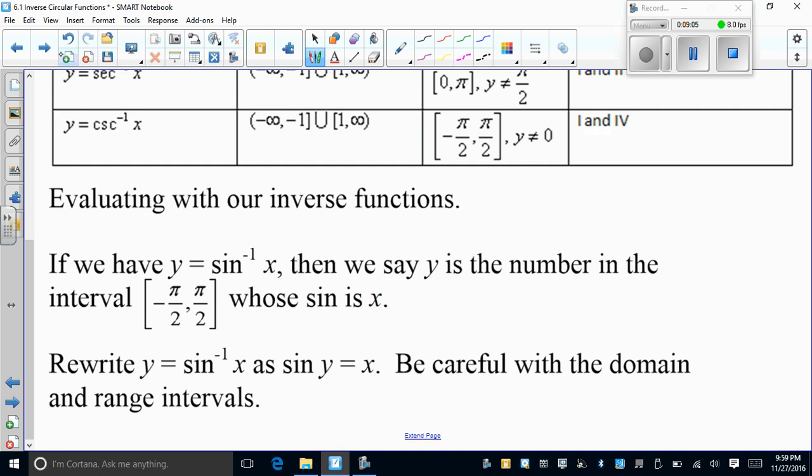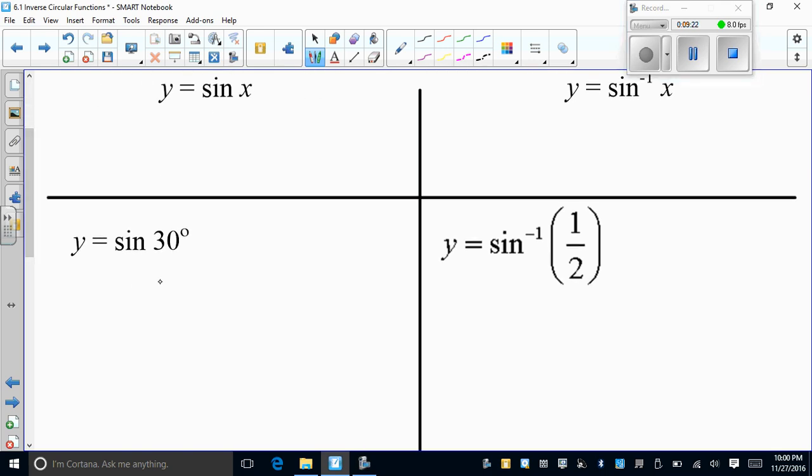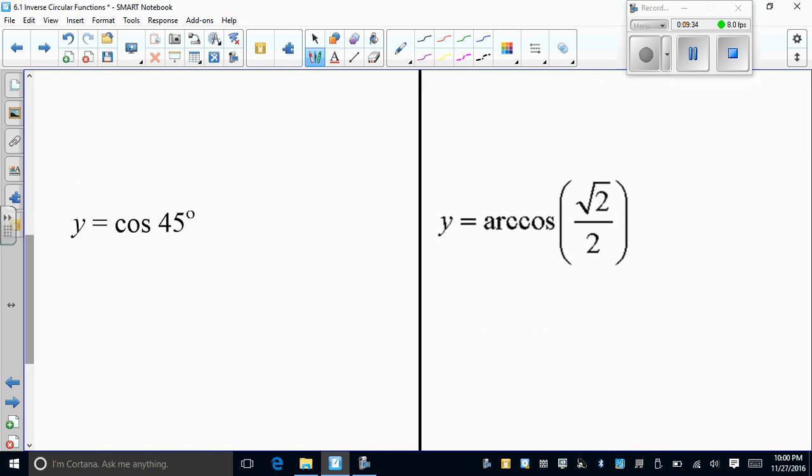So on this one here, they're looking at, given the angle, find the value of the function, or given the function, find the measure of the angle. So y equals sine of x, 30, the y sine value is 1/2. But if they say y equals arc sine of 1/2, you're going to give the 30-degree angle. Cosine at 45, radical 2 over 2, quadrant 1. Arc cosine radical 2 over 2 is still quadrant 1, and it's a 45-degree angle.